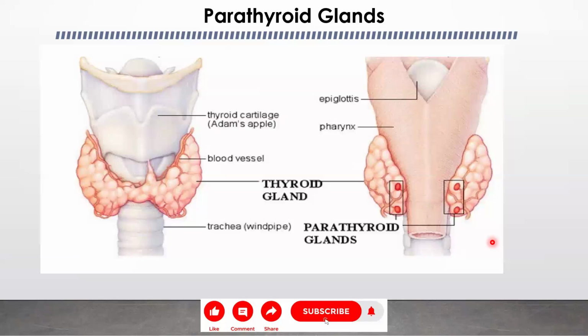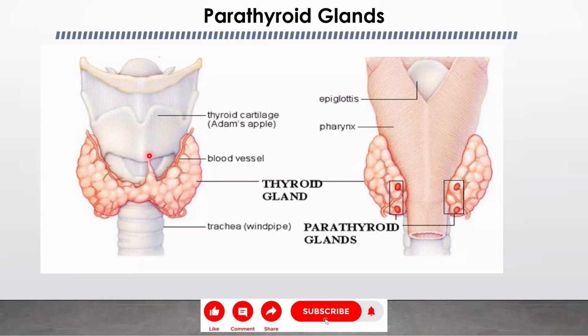Now, in terms of the parathyroid glands, of course, you know they are found posterior, on the surface of the thyroid gland. So how do they develop? Those are the two parathyroid glands we're talking about. Of course, you know this is the thyroid gland.